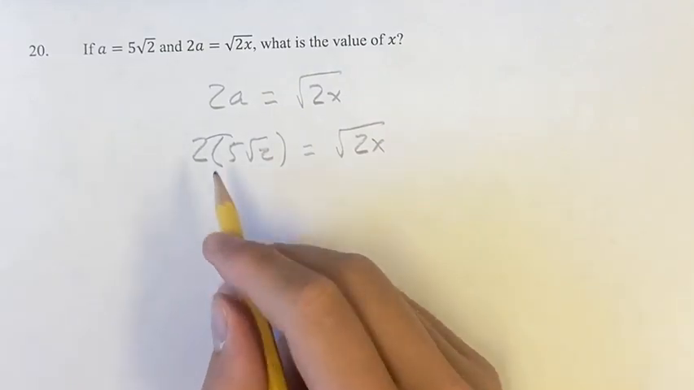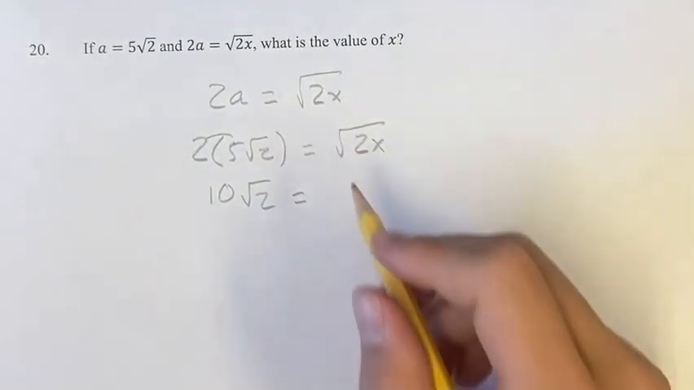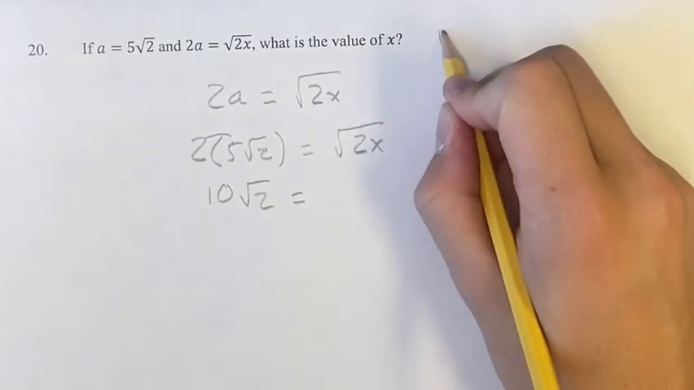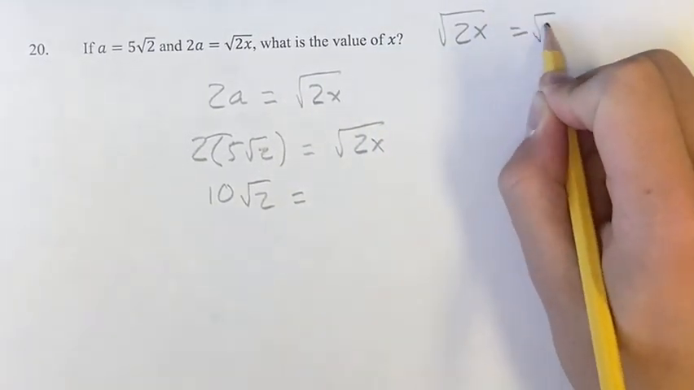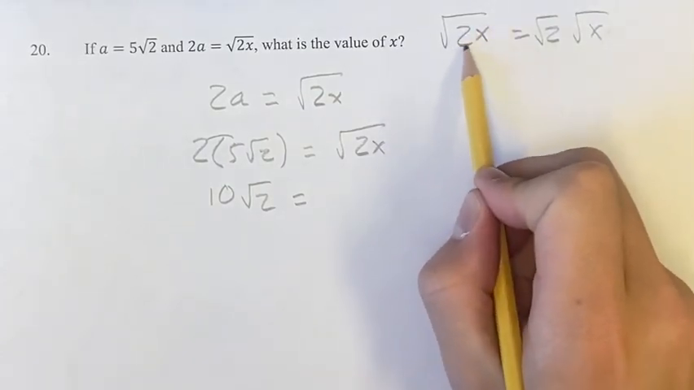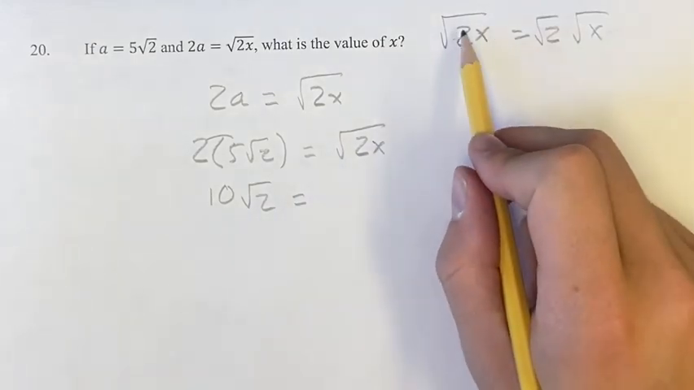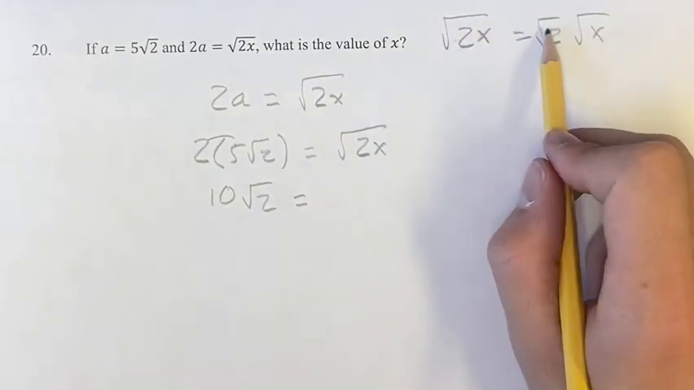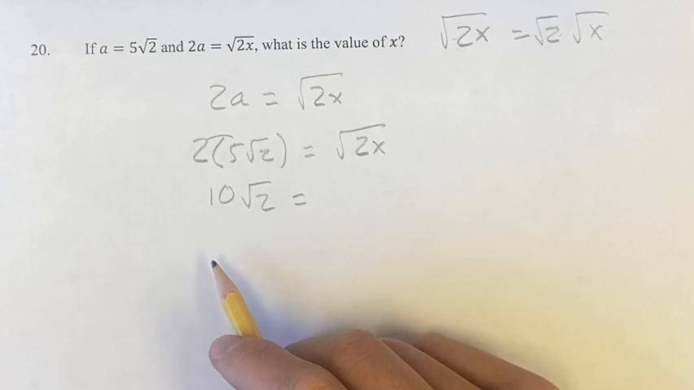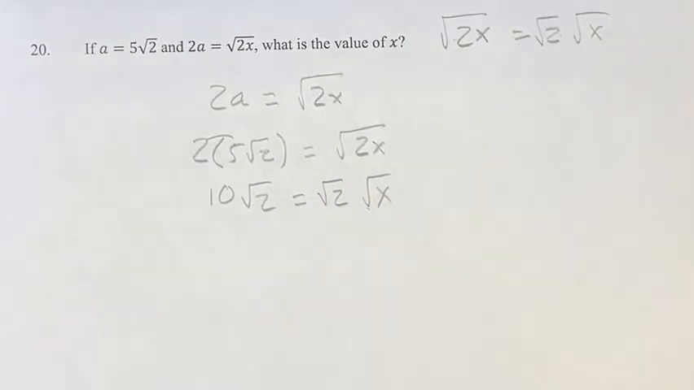So distributing here, we have 2 times 5 is 10 root 2. And this is equal to the square root of 2x, which we can think of as the square root of 2 times the square root of x. If you have two things under the square root that are multiplied by each other, you can separate them: the square root of their product is the square root of one times the square root of the other. So this is the square root of 2 times the square root of x.